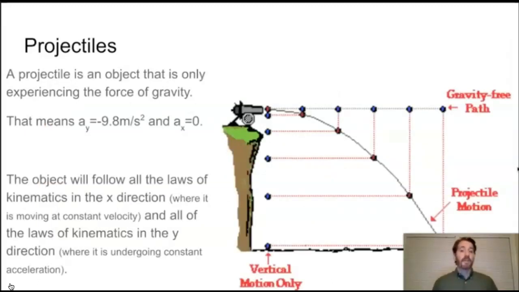The term projectile means that the object that we're studying is only experiencing the force of gravity. So it is only experiencing a delta v in the direction that gravity is pulling it. It is being accelerated downward at 9.8 meters per second squared. There is no force pushing a projectile in the x direction. So horizontally, it has no change in its velocity. Its velocity is whatever it was to start.